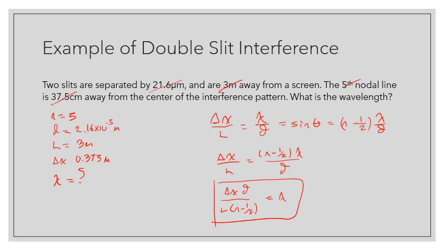So in order to find lambda, let's just sub in all these numbers. So 0.375 times 2.16 times 10 to the negative 5 over 5 times 5 minus half. So lambda is equal to 6.00 times 10 to the negative 7 meters.